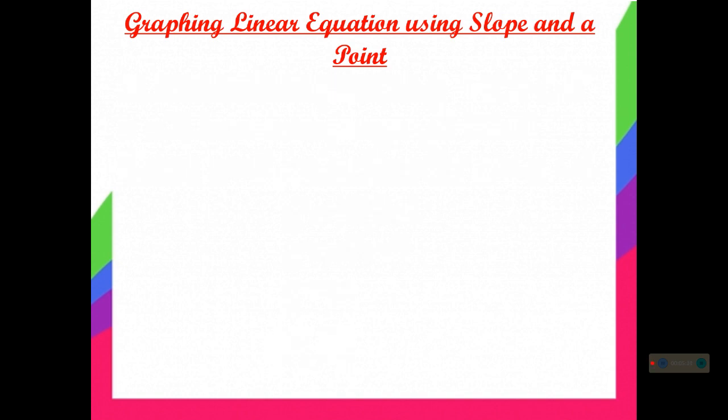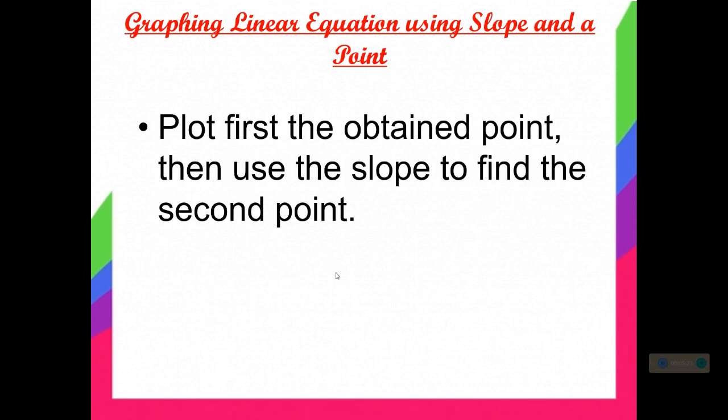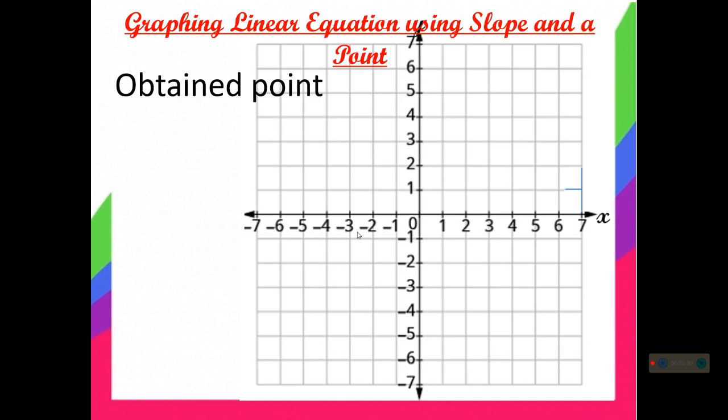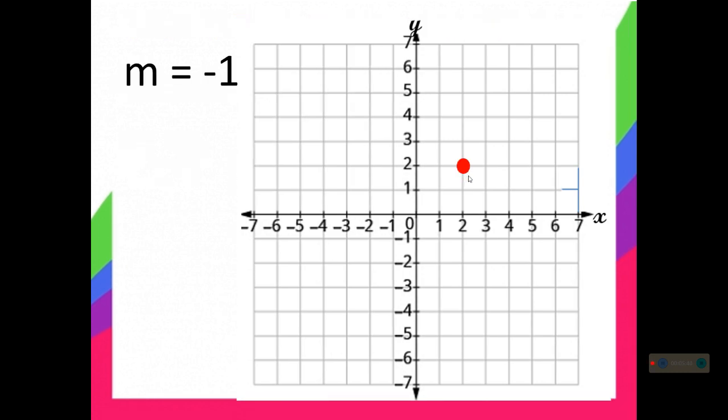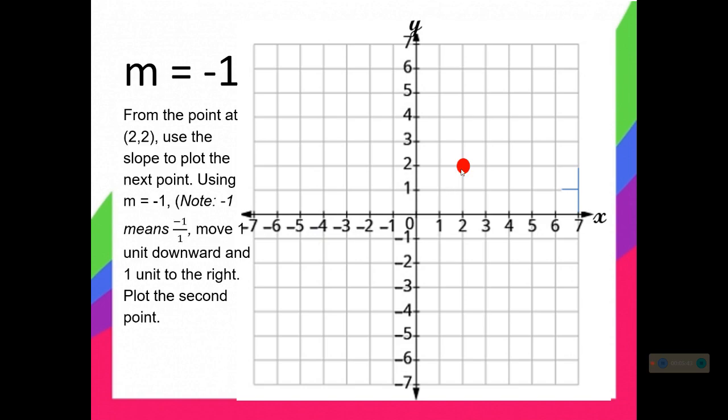Okay, so again, to proceed in graphing, we have to plot the obtained point, then use the slope later. Our obtained point is 2, 2. Since it is positive, we have it on the first quadrant: our x is 2, our y is 2, so we have here the obtained point, 2, 2. Then use the slope. Our slope is negative 1, which means negative 1 over 1, so count 1 unit downward and then 1 unit to the right. So here it is. Then connect the points, and that is the graph of y equals negative x plus 4.